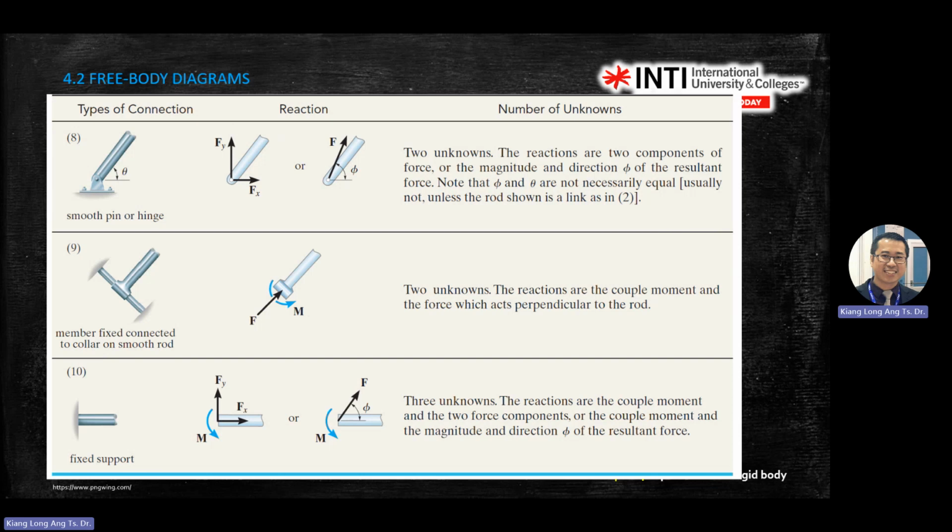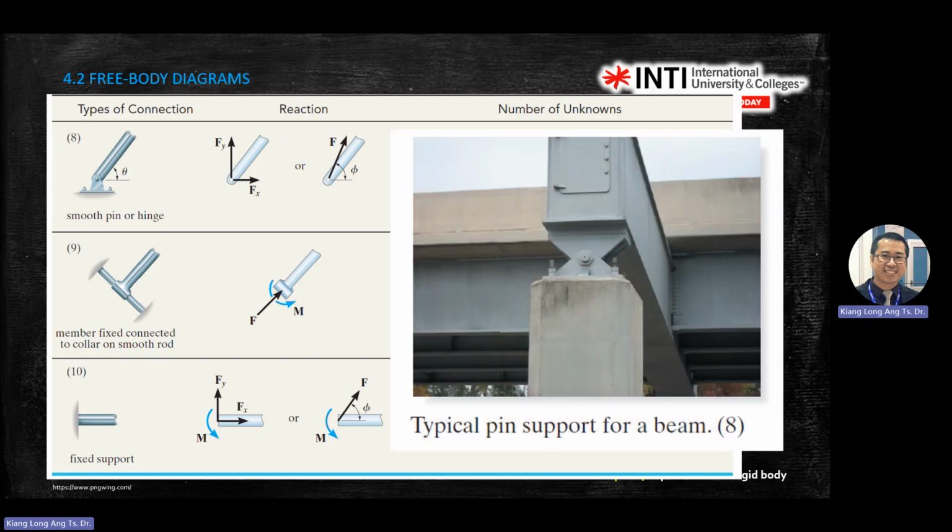Same here, fixed: you see the wall already. This one is fixed to the wall. It cannot go left or up. It cannot rotate. So there's a moment, and there are forces there. Okay, so these are the 10 types. These are examples in applications.